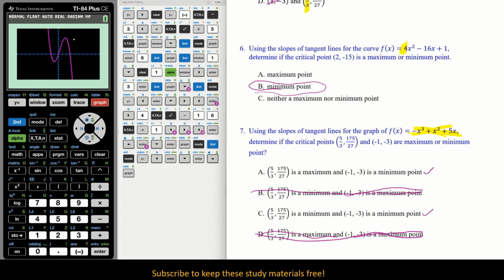Now, the next point is a maximum, and that would be A. C says that it's a minimum, and that is incorrect. So it must be A. That is our value.